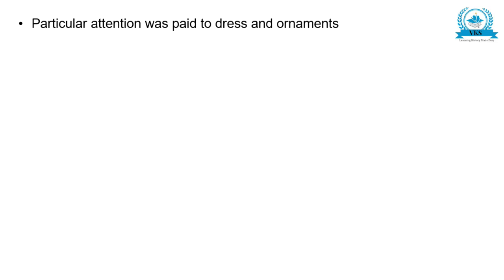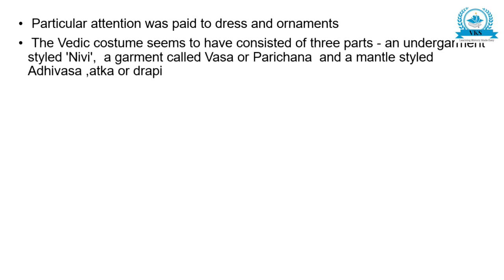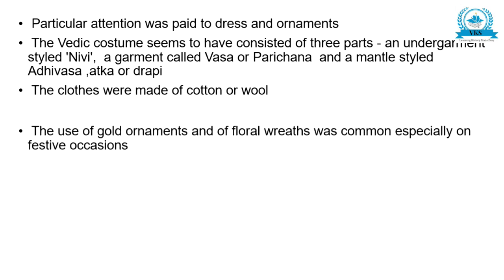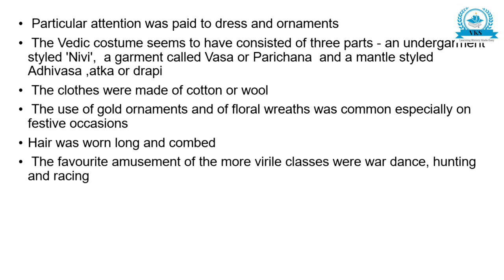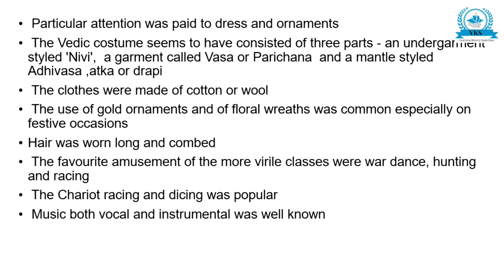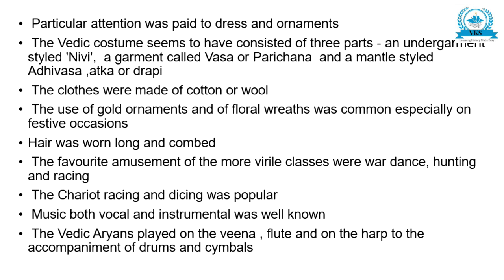Particular attention was paid to dress and ornaments. The Vedic costume seems to have consisted of three parts: an undergarment style nivi, a garment called Vasa or Parichana, and a mantle style Adhivasa. The clothes were made of cotton or wool. The use of gold ornaments and floral wreaths was common, especially on festive occasions. Hair was worn long and combed. The favorite amusements of the more virile classes were war, dance, hunting and racing. Chariot racing and dicing were popular. Music, both vocal and instrumental, was well known. The Vedic Aryans played on the veena, flute and harp to the accompaniment of drums and cymbals.